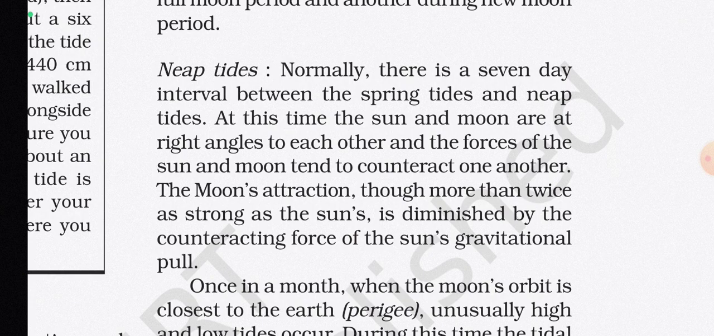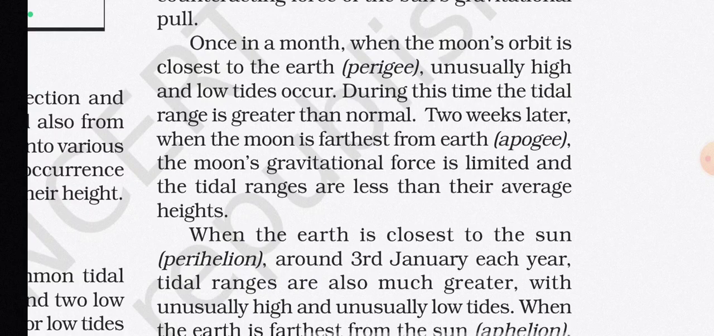sun's gravitational pull. Once in a month, when the moon's orbit is closest to the earth, perigee, unusually high and low tides occur. During this time, the tidal range is greater than normal. Two weeks later, when the moon is farthest from earth, apogee, the moon's gravitational force is limited and the tidal ranges are less than their average heights.